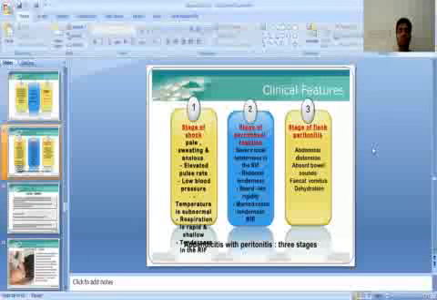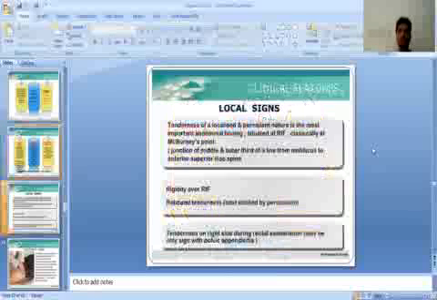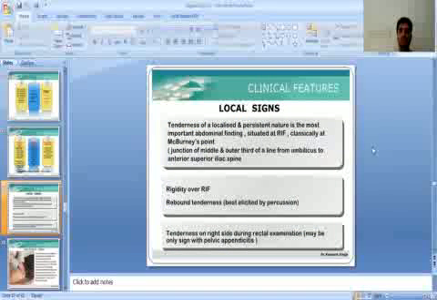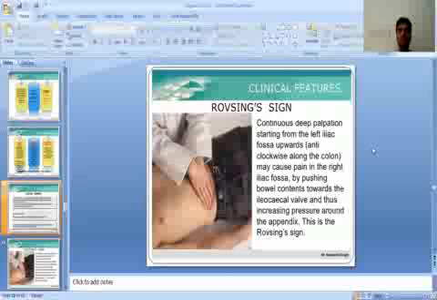Clinical features: there are three stages. The first is the stage of shock, then the stage of peritoneal reaction, and the stage of peritonitis. Local signs, as you can see, are tenderness and rigidity. Rovsing's sign.